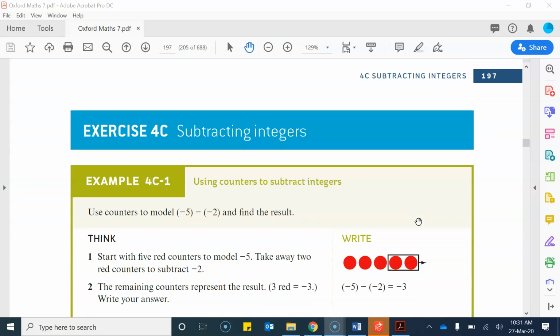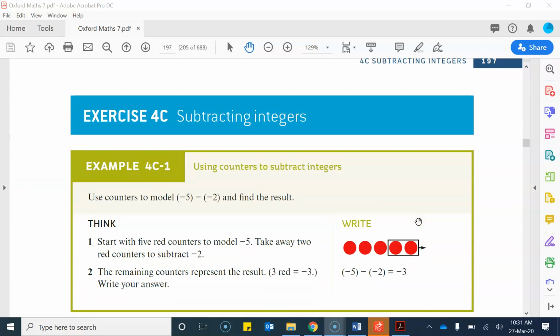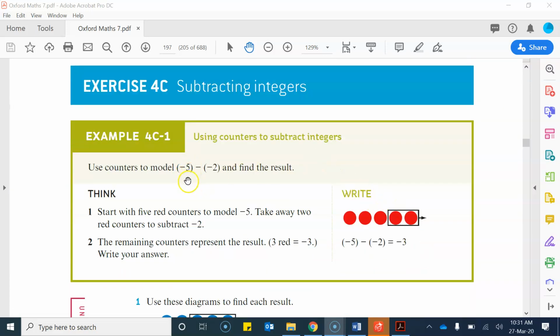Alright, now we'll have a look at an example using the counter model. So we were asked to use counters to model negative 5 minus negative 2. So what they do is we're still using the same convention with red being negative integers and blue being positive integers. So you can see that they've written, since we start with negative 5, we've got 5 red counters. Now we're subtracting negative 2.